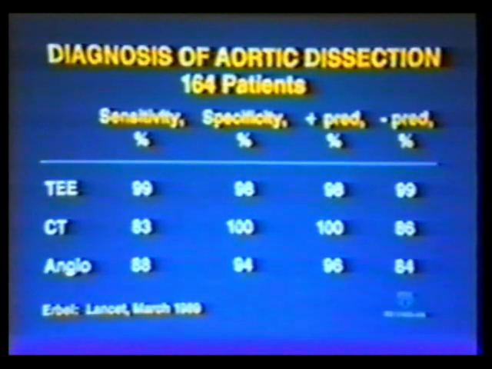Dr. Erbel and his colleagues, who participated in a European cooperative study, recently reported on the accuracy of transesophageal echo compared to computerized tomography and contrast angiography for 164 patients who were studied because of suspected dissection. In this group of patients, TEE was 99% sensitive, 98% specific, and had positive and negative predictive accuracies of 98% and 99% respectively. They noted that the diagnostic accuracy of TEE is at least as good as, if not slightly better than, contrast angiography.